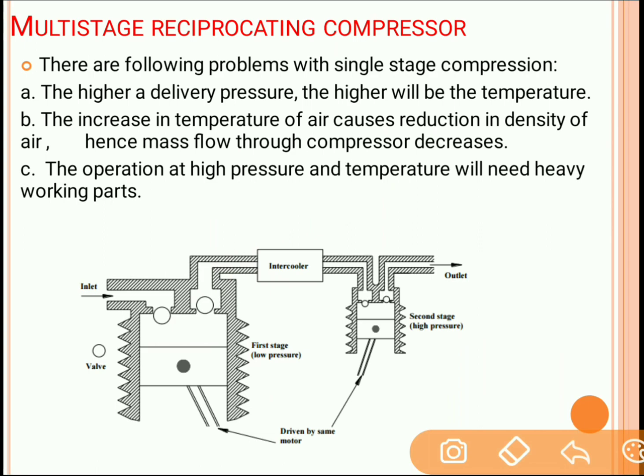Now as the temperature is reduced, high pressure, low temperature air enters into the second compressor through this second suction valve. Now the same process is repeated in this second stage of the compressor. The first stage is considered as the low pressure stage and the second stage is considered as the high pressure stage. So in this case, we are increasing the pressure in stages instead of increasing the pressure in a single stage.